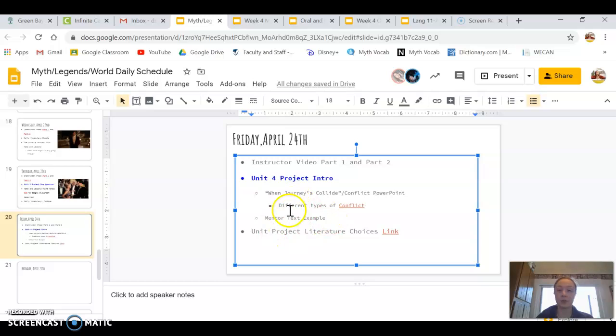And then, of course, we will go into our mentor text example, which is going to be the story of Arachne. Kind of the start of spiders, sort of. It's a very interesting story, so we're going to be reading that today.